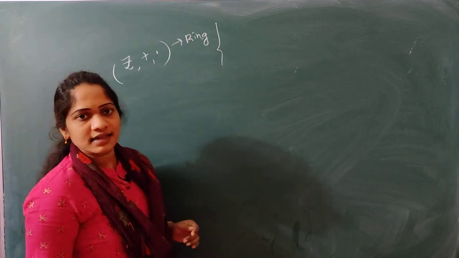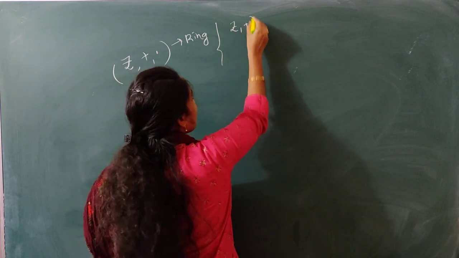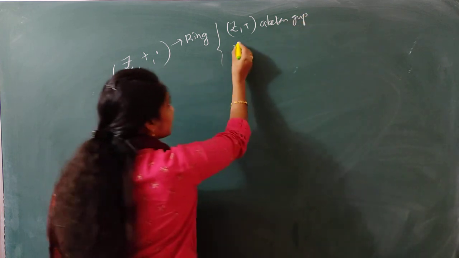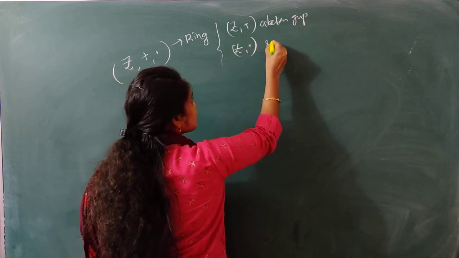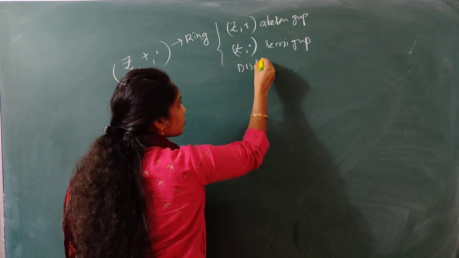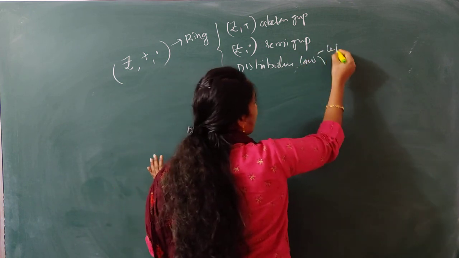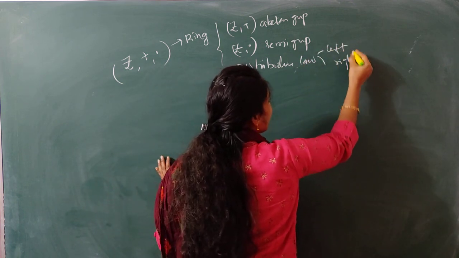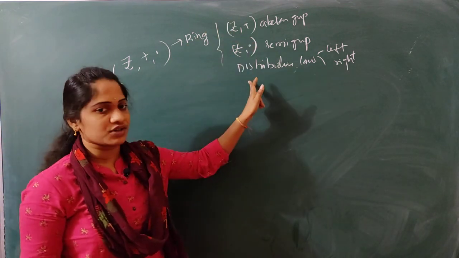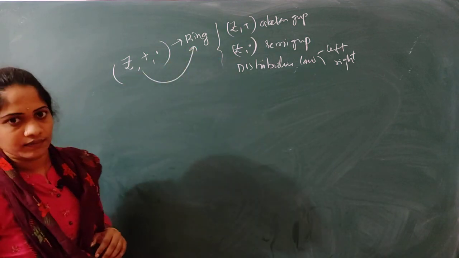So you can say that Z is a ring. How? Already we have discussed in the first lecture. Z comma plus should be an abelian group. Z comma plus is an abelian group. Z comma dot is a semigroup, and it should satisfy the distributive laws, that is, the left and right distributive laws. If Z satisfies these 3 conditions, then you are concluding that Z comma plus comma dot is a ring. Got my point?